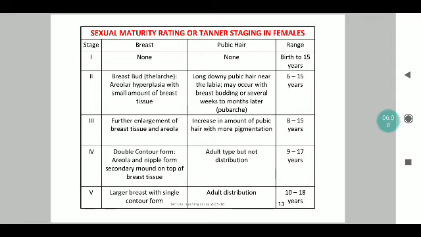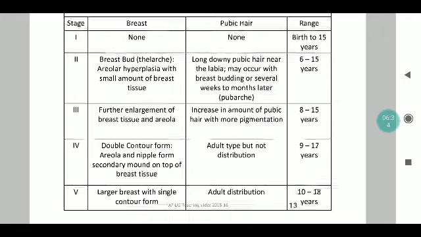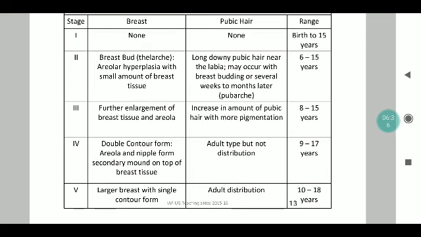Now, the SMR rating, more or less, if we consider it as two key points, one is based on the breast development and one is based on the pubic hair. Up to 15 years, it is normal to have stage 1 with neither present. Thelarche with areolar hyperplasia and a small amount of breast tissue is in stage 2, and pubic hair of long downy nature may occur along with the breast budding. This can be seen between 6 to 15 years of age as normal.